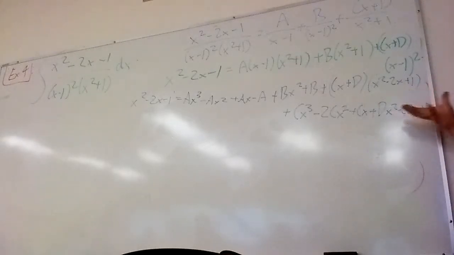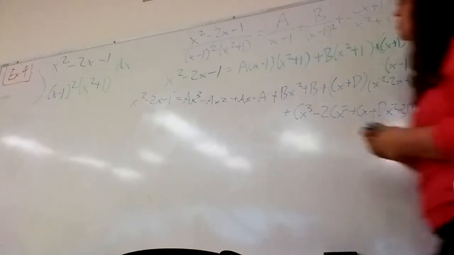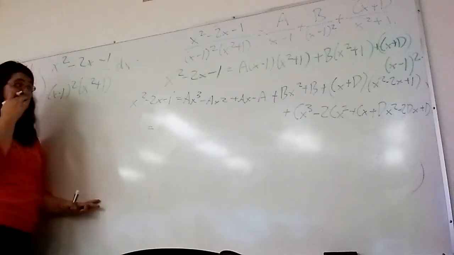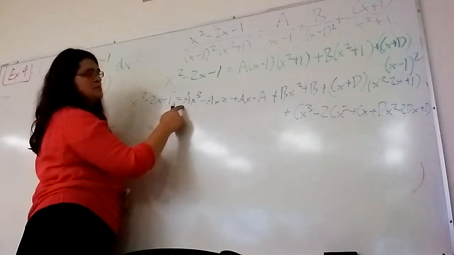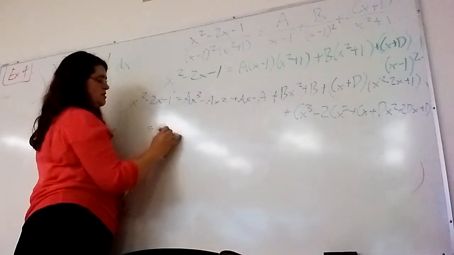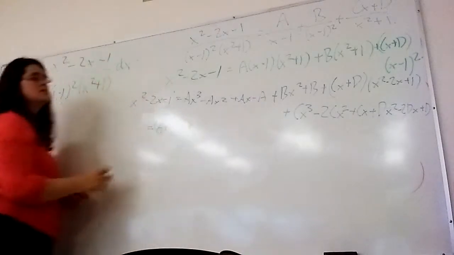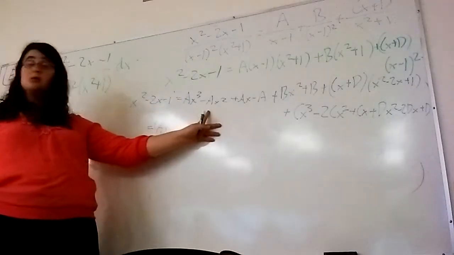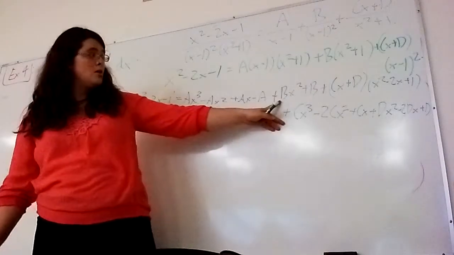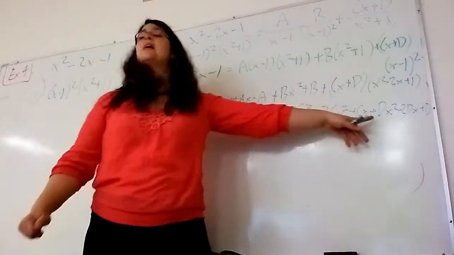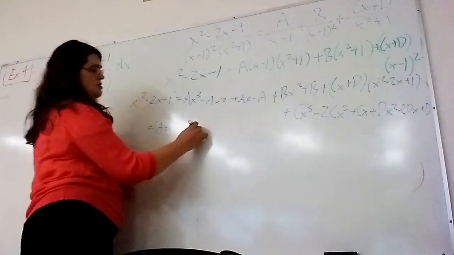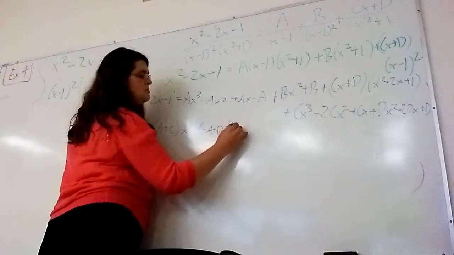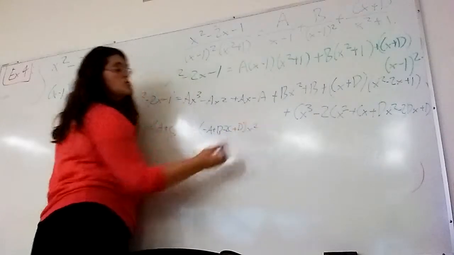I'm going to keep going, and I'm going to collect the like terms, and then I'm going to talk about how I'm going to deal with this situation. So x cubed terms, there's an a and there's a c, so we have a plus c times x cubed. If we look at the x squared terms, we have a negative a, a positive b, a minus 2c, and a positive d. So we've got negative a plus b minus 2c plus d, times x squared.